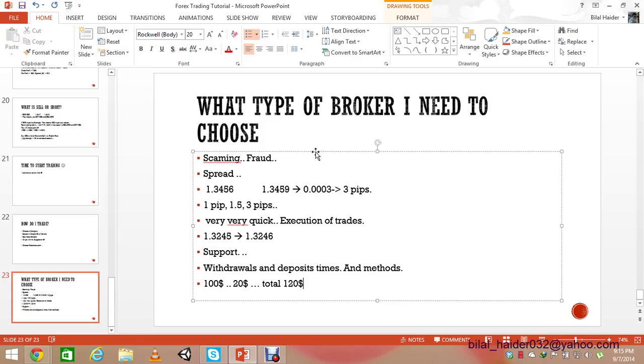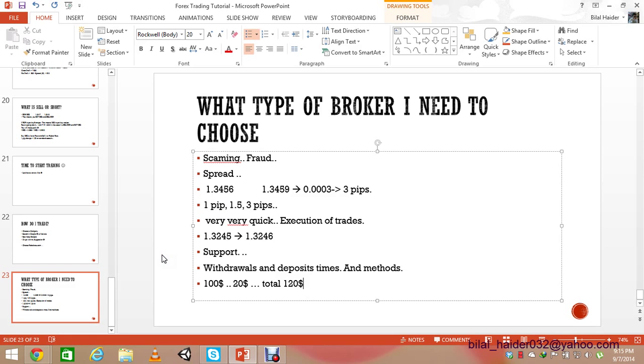If they are saying that we are processing your withdrawals within 8 hours and they are taking about 2 or 3 days, you should not go with that broker. You should not choose that broker for you.